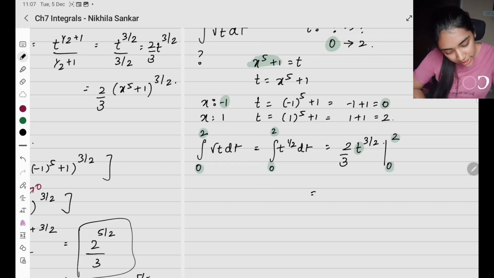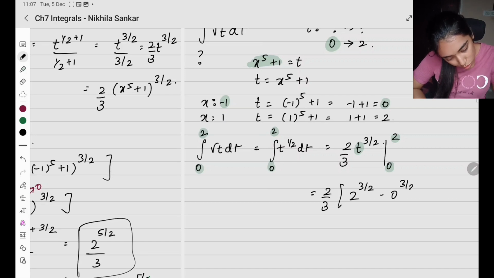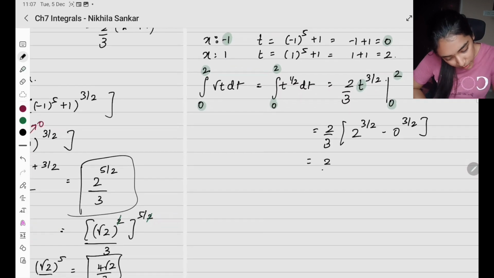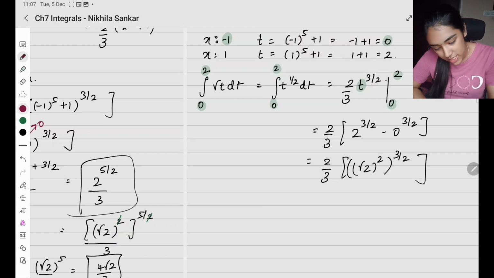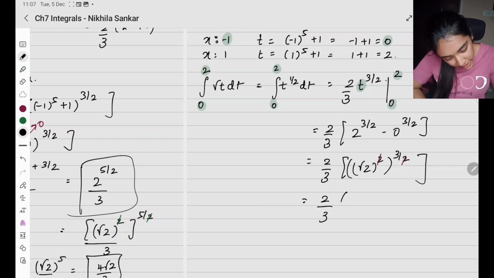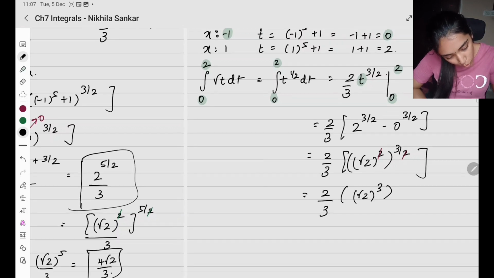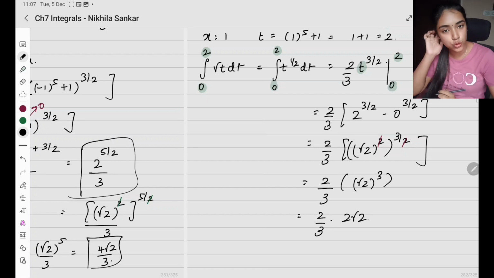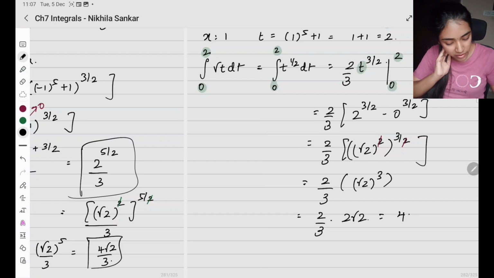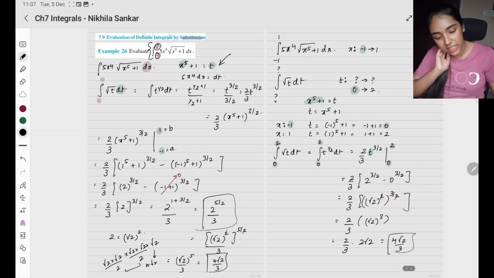Okay. So when I do that, I can take 2 by 3 common. 2 to the power 3 by 2 minus 0 to the power 3 by 2. So this is nothing but 2 by 3 times, how can we write 2? Root 2 the whole square, the whole power 3 by 2 minus 0. 0 power 3 by 2 is 0. So this gets cancelled, the 2 and the 2. It is the same as how we solved before. So I have 2 by 3 times square root of 2 the whole cube, which is going to be 2 by 3 times 2 root 2. Root 2 into root 2 is 2 times root 2. So when I simplify, I have 4 root 2 divided by 3. So you're getting the exact same answer.